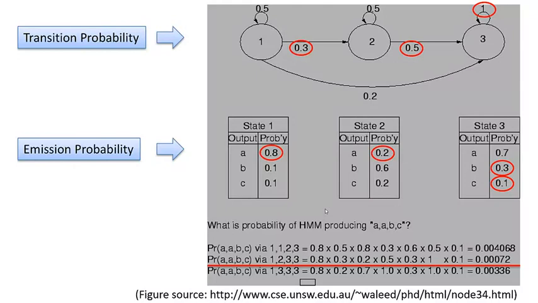Actually, in this way, we can compute the probability of generating the string AABC for any given state path. The state path whose probability is the largest will thus be the path most likely to generate this string.